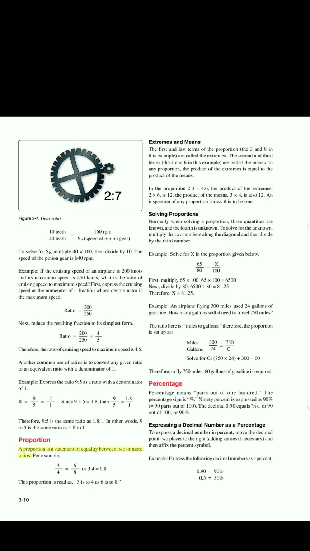Proportion. A proportion is a statement of equality between two or more ratios. For example, 3 over 4 equals 6 over 8. This proportion is read as 3 is to 4 as 6 is to 8. Extremes and means.